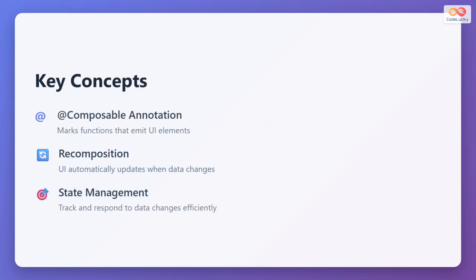There are three key concepts you need to understand. First, the @Composable annotation marks functions that emit UI elements. Any function that creates or displays user interface components must have this annotation. Second, recomposition is the process where your UI automatically updates whenever the underlying data changes. You don't need to manually update views. Third, state management allows you to track and respond to data changes efficiently. Compose provides powerful tools to manage state in a way that triggers recomposition only when necessary.